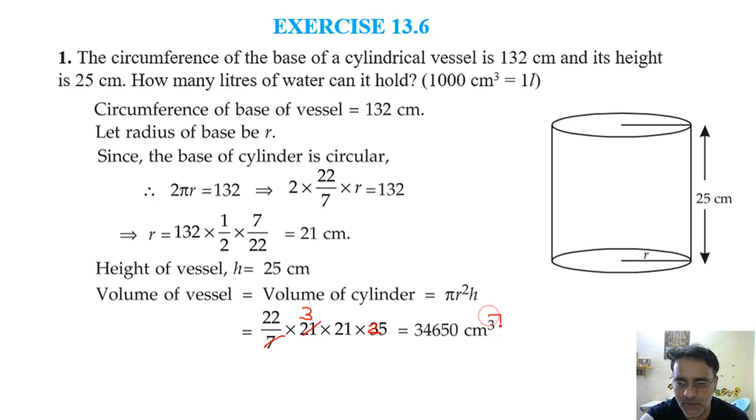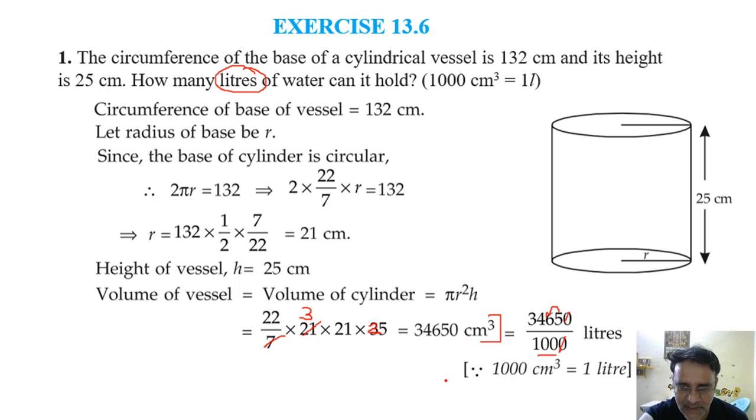34,650 centimeter cube. Now we have to convert it into liter because we have to write the answer in liter. So what do we have to do here? Divide by 1000. Very good. We have to divide it by 1000. So one 0 we can cancel. Now here 2 zeros are there, so we have to start from left to right. We count the number of digits, 1, 2. Then we put the decimal here. So we'll get 34.65 liters.